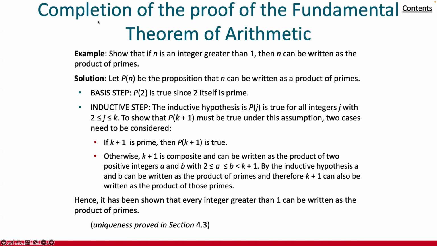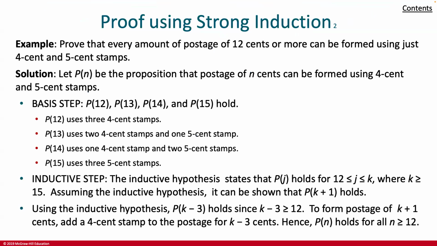Then, in terms of completion of the proof of the fundamental theorem of arithmetic, show that if n is an integer greater than 1, then n can be written as the product of primes. I'm not going to go through this solution as I've done with all the things we've covered up to this point, but you can pause this and walk through this or go to Rosen.